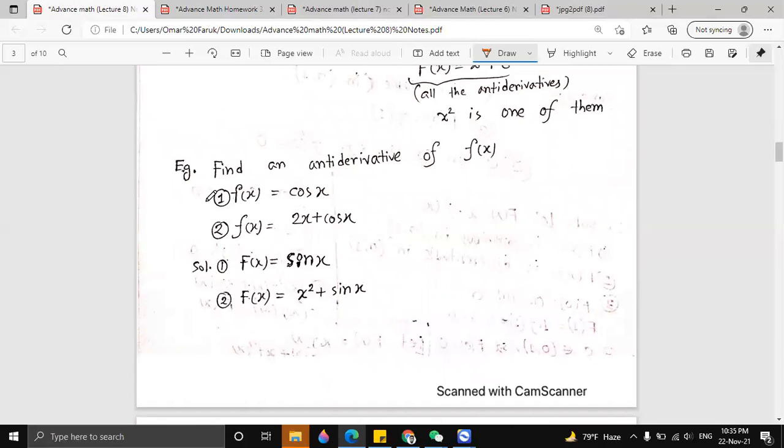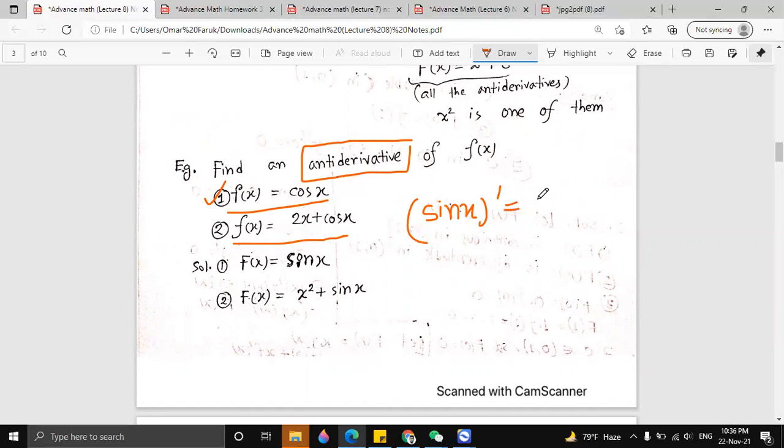So here we have some examples. f of x is equal to cos x, and f of x is equal to 2x plus cos x. We have to find the antiderivative. Antiderivative means integration. So you have to find the antiderivative of these two functions. You know that the derivative of sin x is cos x, right? In the same way, the derivative of cos x is minus sin x, right?